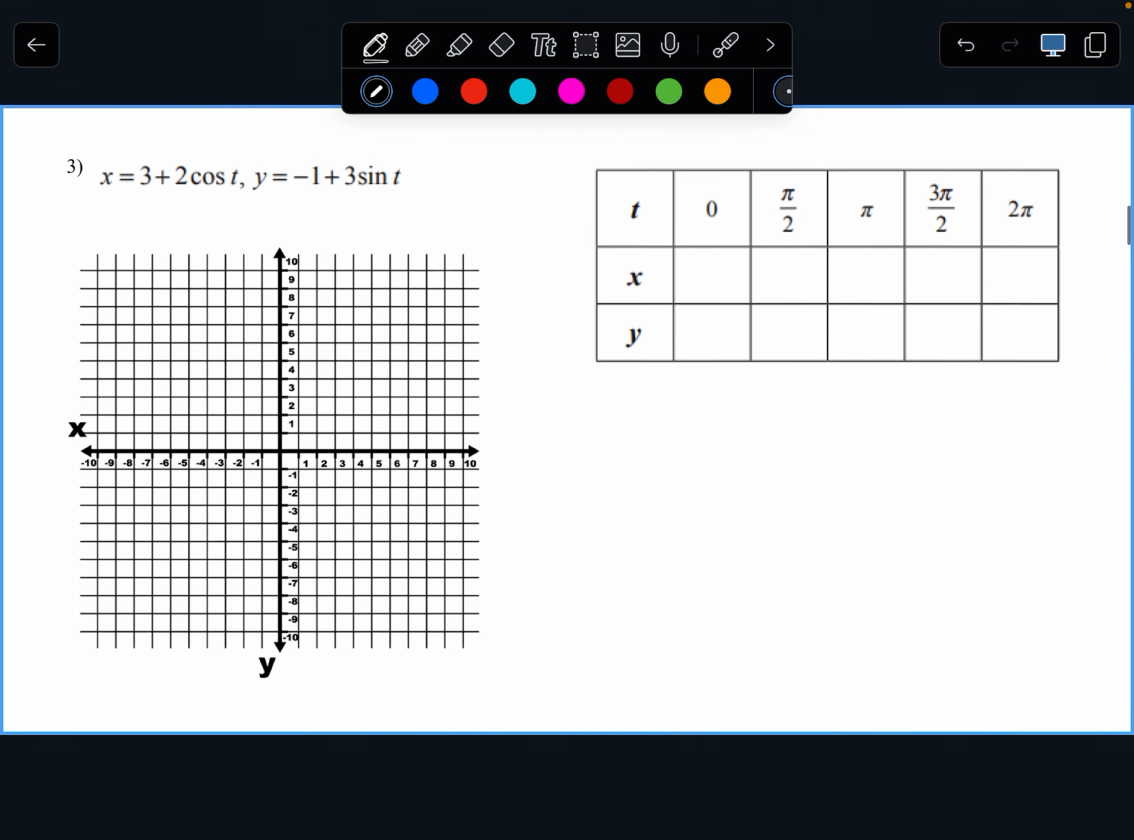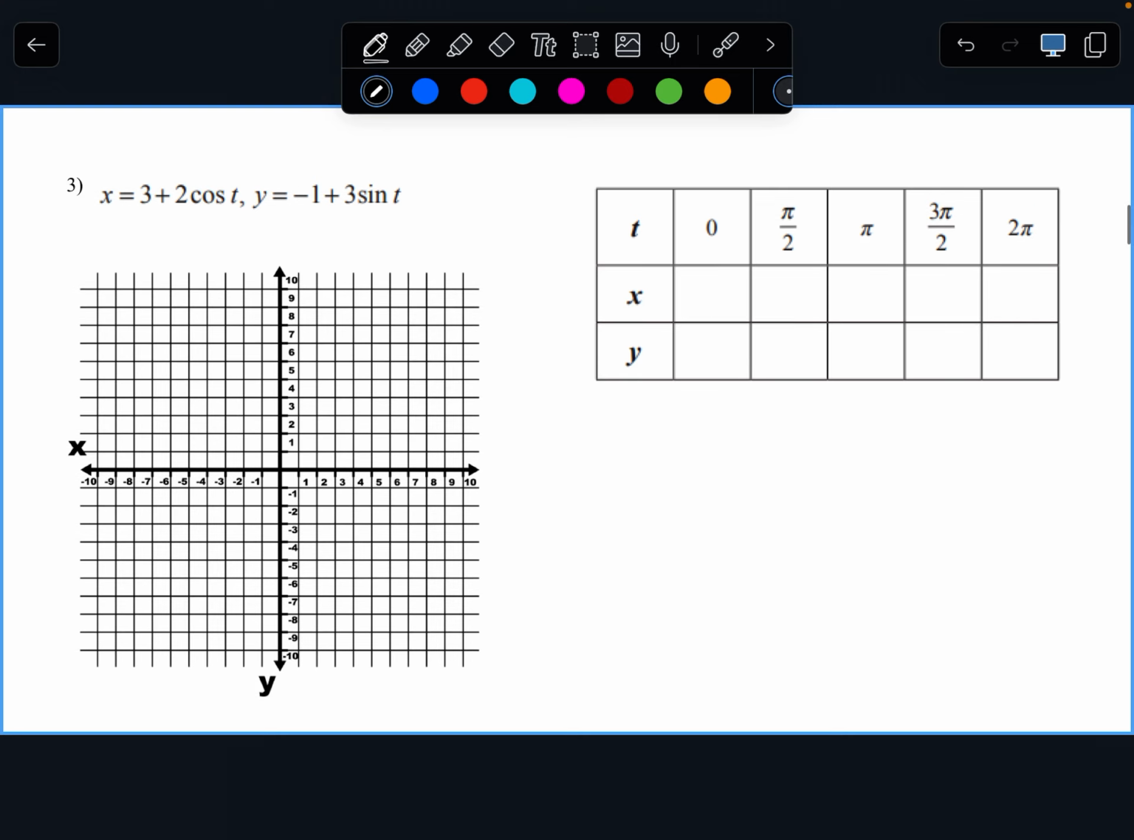This is my favorite one. I love this one. So the Cartesian equation is fun to do. So for this, again, it's just hardcore plugging in. So we're just going to throw the stuff in.